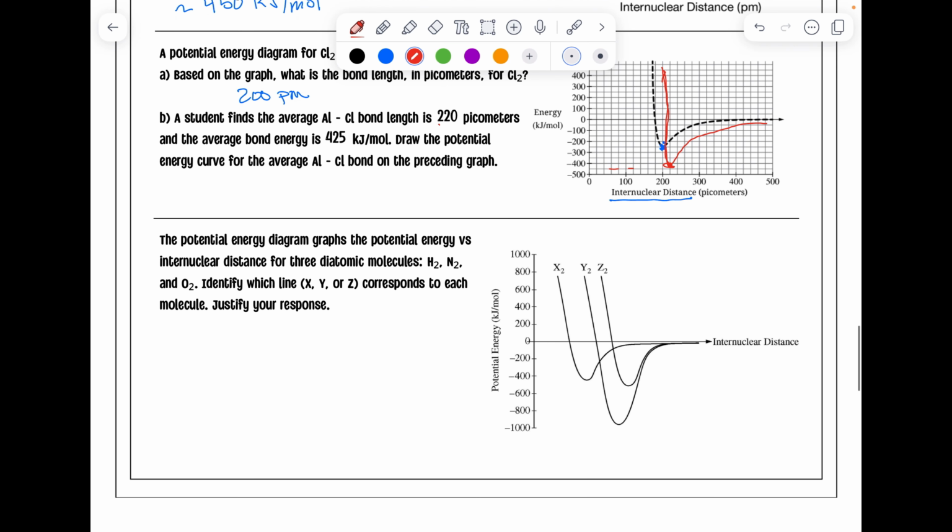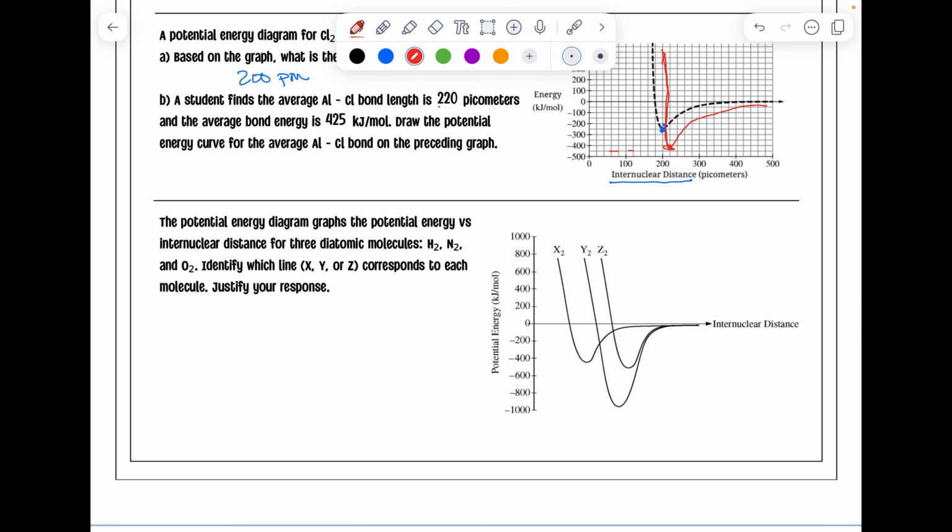Okay. This is a tricky question, this last one, and it's something we've seen on AP questions before. It says the potential energy diagram shows a graph of potential energy versus internuclear distance for 3 diatomic molecules. And diatomic molecules just means 2 atoms bonded to each other. It's hydrogen, nitrogen, and oxygen. You need to identify which line corresponds to each, and you're going to justify your response.